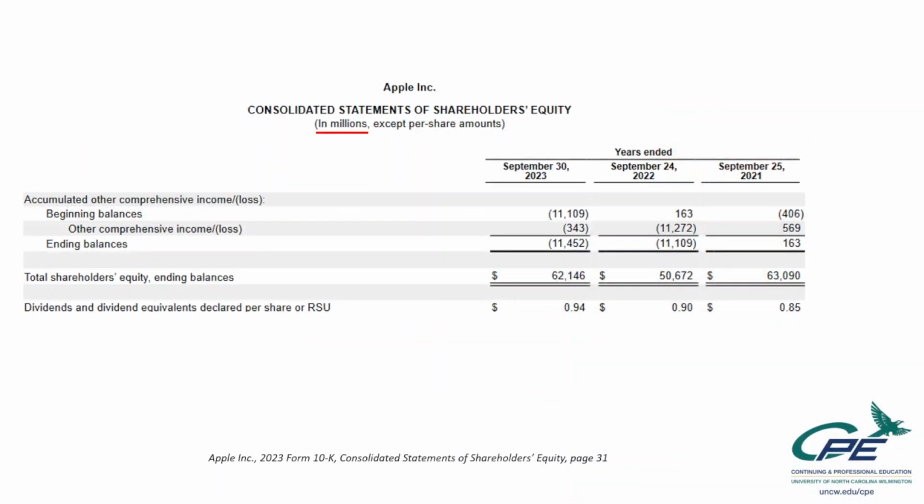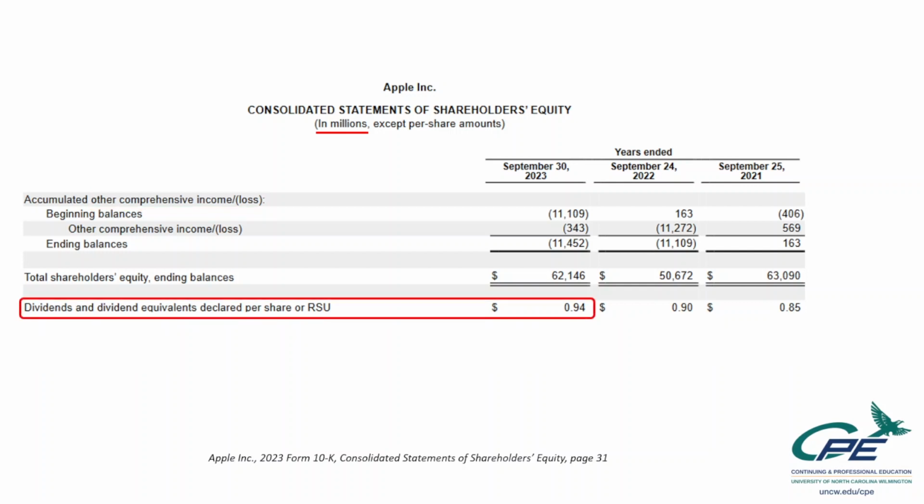The final component that Apple addresses in their statement of stockholders' equity is accumulated OCI. Again, OCI reporting is a little complex, so I won't discuss that at length here. They do note here that the dividends declared during 2023 amounted to 94 cents per share, as referenced earlier, which reflects a slight increase year over year.